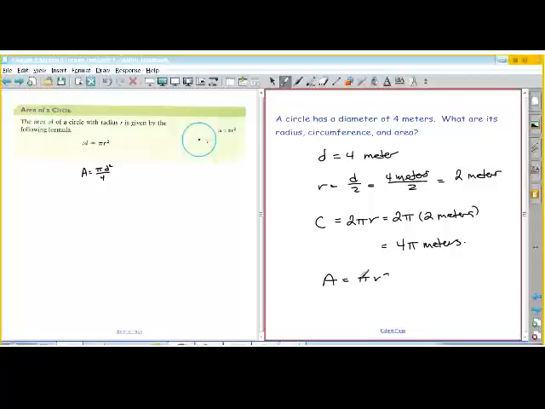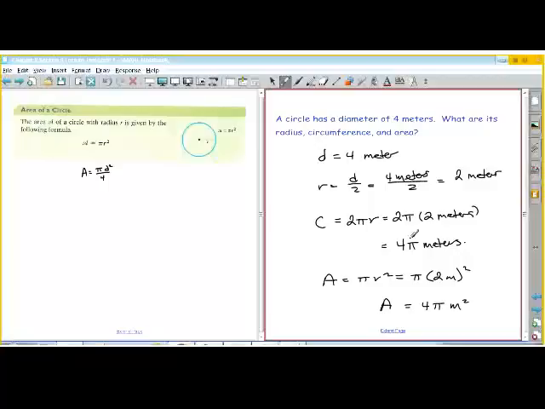Likewise with the area. The area is pi r squared, so you get pi times the radius, which is 2 meters squared. That'll give you 4 pi meters squared. Again, the units are the length squared. The circumference, which is the perimeter of a circle, is meters, just like other lengths are meters.